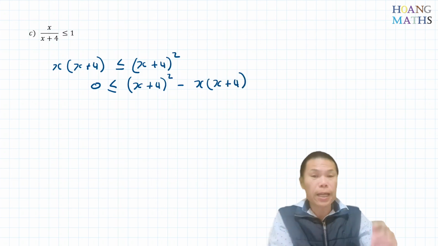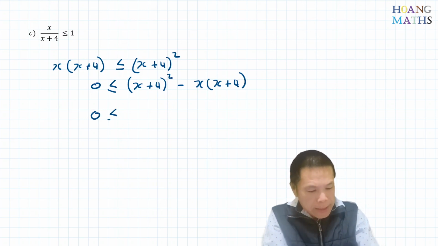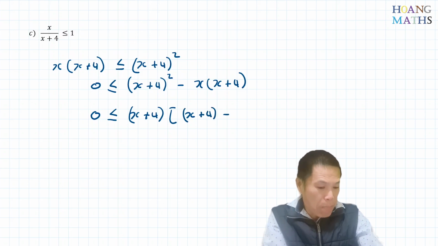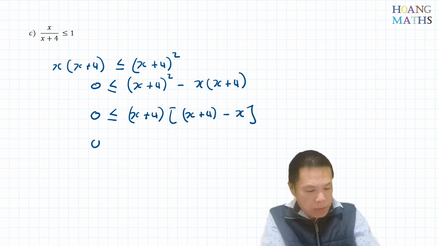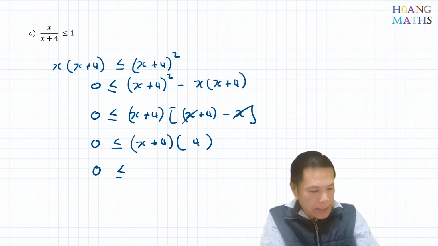And the common factor is x plus 4. So 0 less than or equal to, I take x plus 4 out. So I took the x plus 4 out, so the square becomes 1. So that becomes x plus 4, and then minus x. So now I just simplify further. So this is x plus 4, and then x minus x is gone. So you're left with 4. Okay. So the answer is like this.